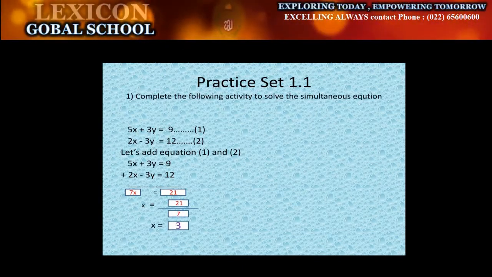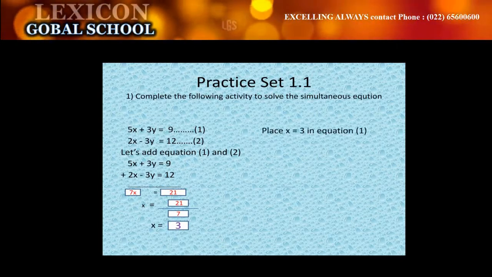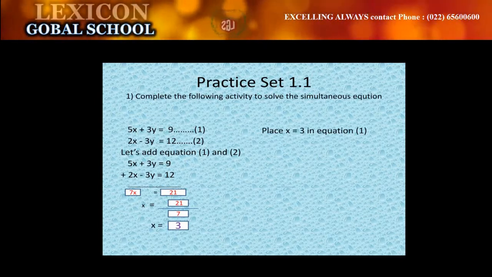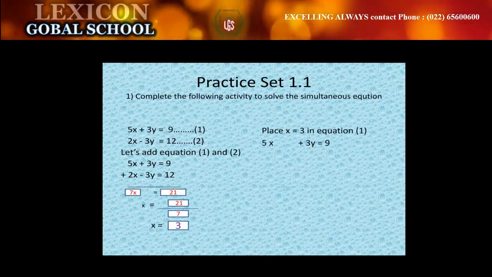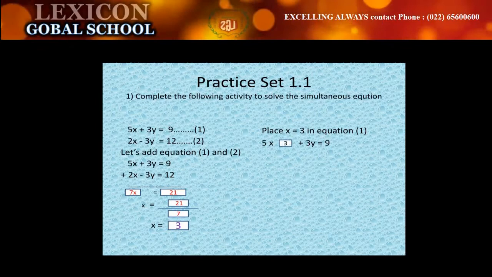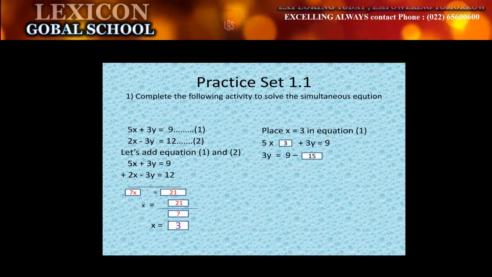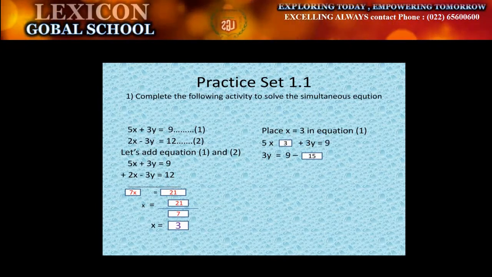Now what am I going to do? I am going to substitute this value in one of the equation. Place x is equal to 3 in equation number 1. So 5 into value of x is 3. So I am going to put 3 over here. So 5 into 3 gives me 15. So 3y is equal to 9 minus 15.